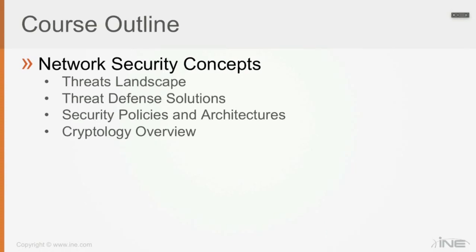We're going to speak about, of course, after the threat landscapes, what the solutions are. So what does Cisco offer as a product, or as a solution, or as an architecture, in order to be able to defend against whatever we're going to be discussing in the threat landscape section. Then we're going to speak about what a security policy is and some security architectures. And finally, about the cryptology overview, which is going to be an introduction to the cryptology world.